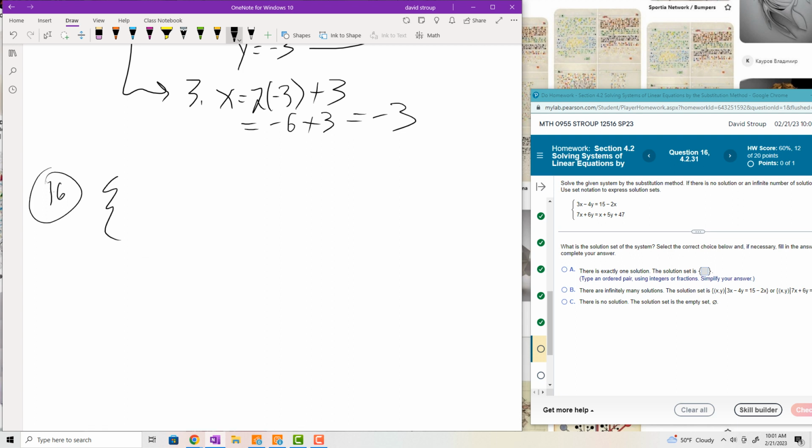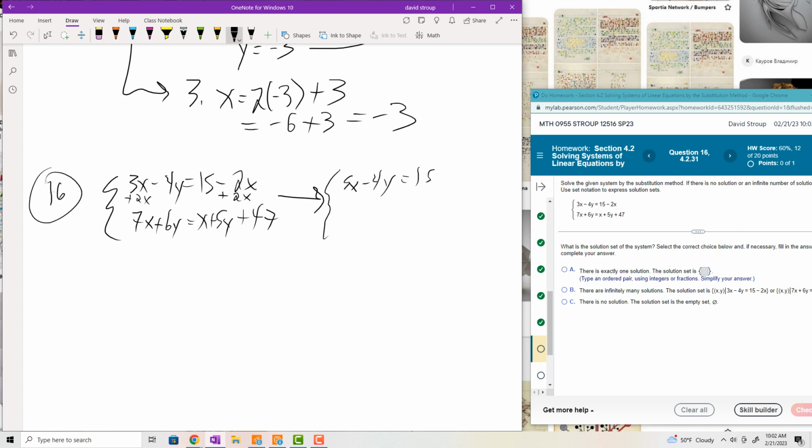So I have 3x minus 4y equals 15 minus 2x, and then the other one is 7x plus 6y equals x plus 5y is 47. So in that first equation, I want to get all of the x's and y's on the left side. I want the ax plus by is c. So I'm just going to move 2x to the other side, and that one's done. So that'll be 5x minus 4y is 15.